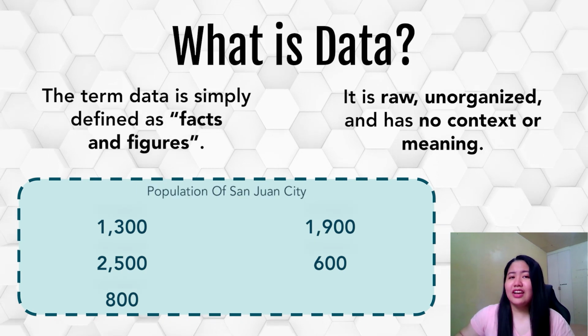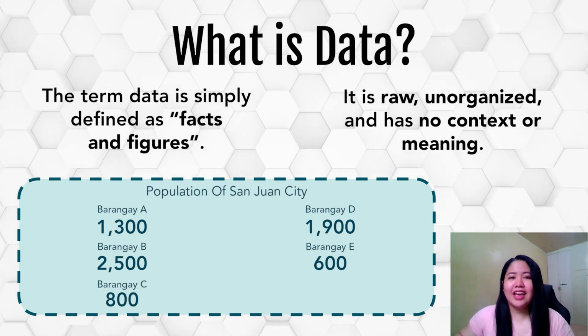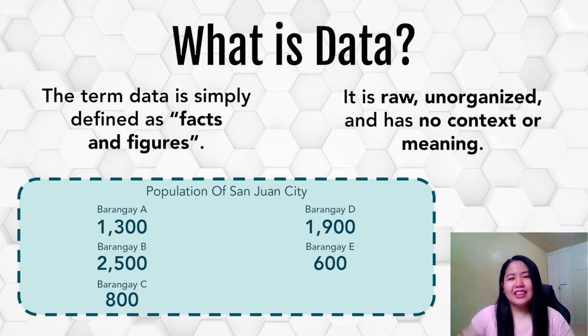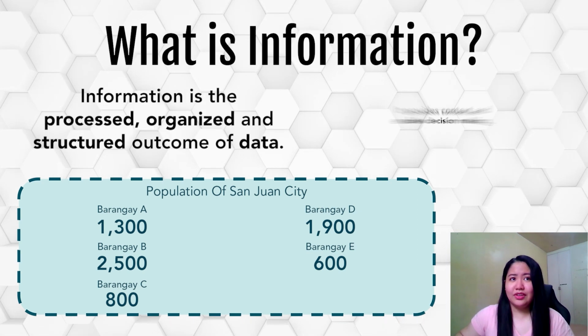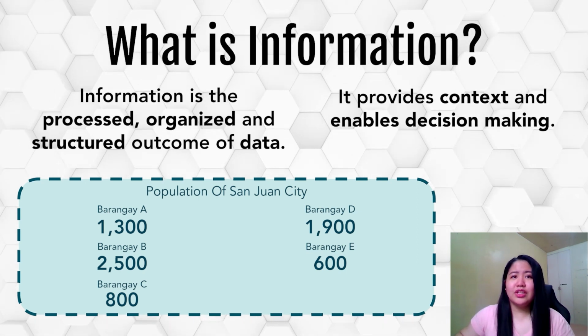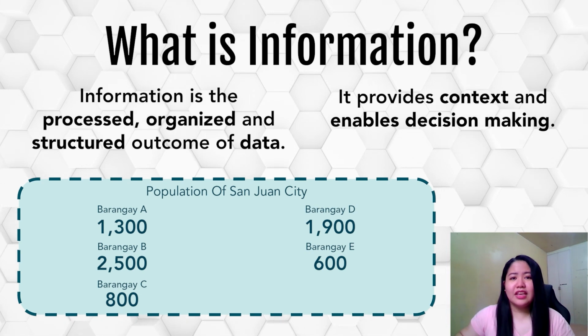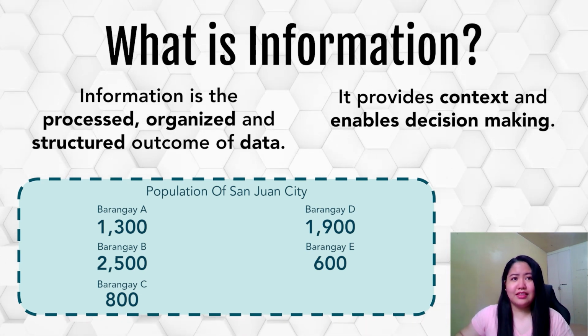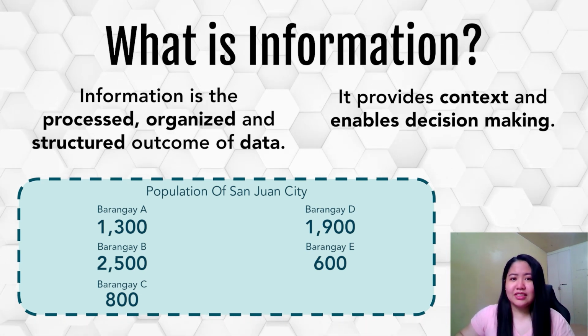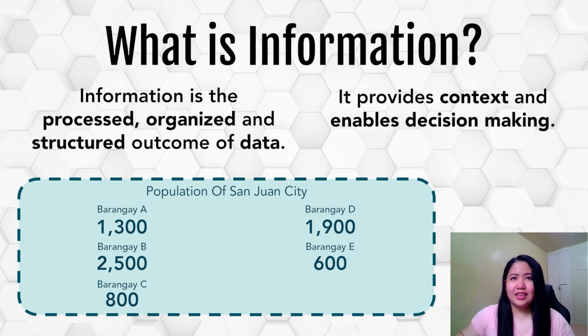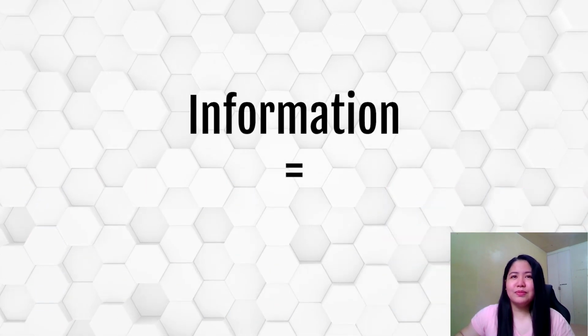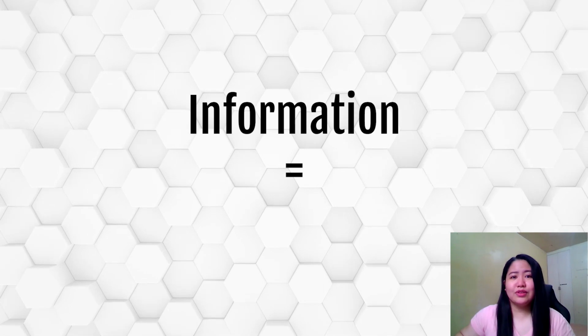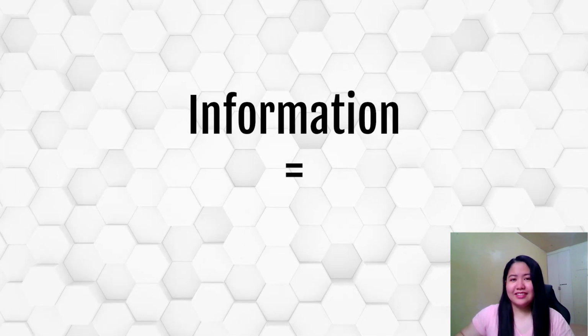Now, if we organize them and label them, then these numbers now have meaning. As you can see, these are actually population of barangays in City 1. That is what we call information. Information is the processed, organized, and structured version of data. It provides context and enables decision-making. In simpler terms, information is equal to data plus context.